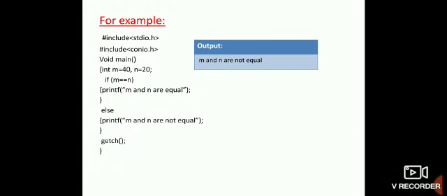Now let's have a look on this example. In this example, we have two integers m and n. The value of m is 40 and n is 20. So the condition is if m is equals to n, then print m and n are equal, else print m and n are not equal. So the compiler will check the condition and then print the answer. In this case, m and n are not equal, so the compiler will print m and n are not equal.